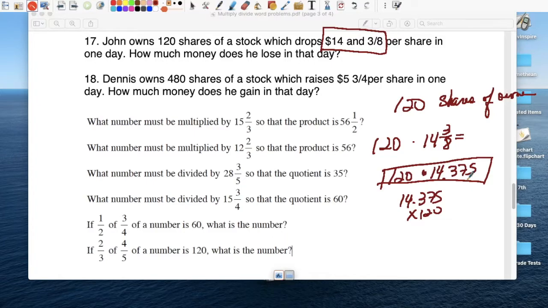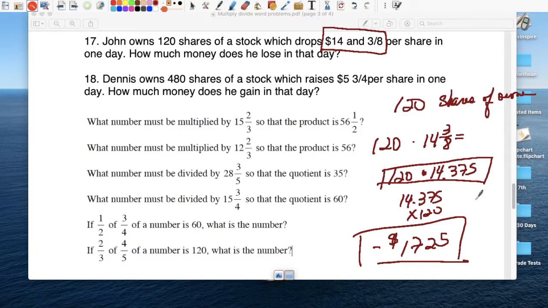14.375 times, and what do we multiply this by? 120. So in that particular day only, he lost 1,725, right? So it's a negative. So he lost all that much money. Well, he did lose. The price of each of his shares definitely took a dive.